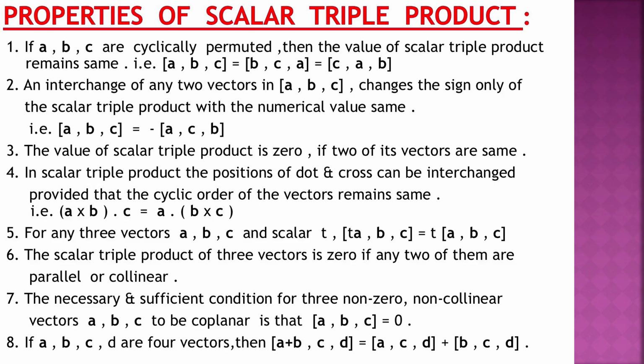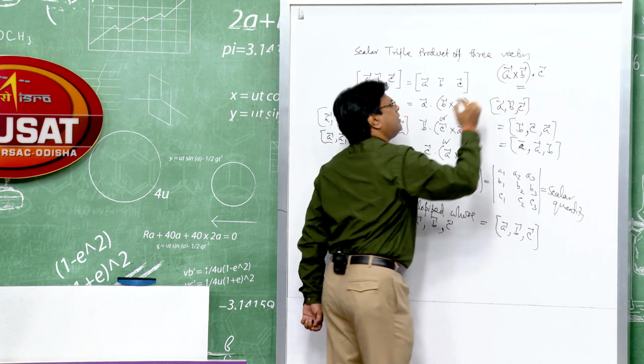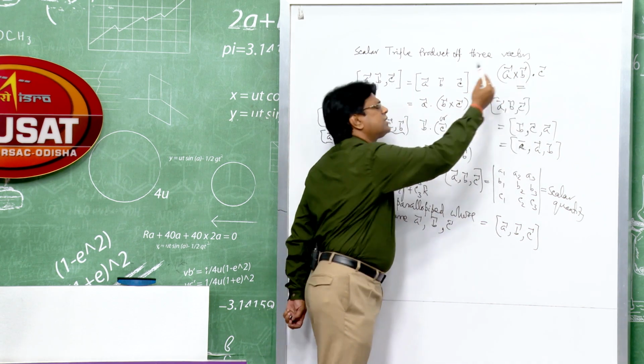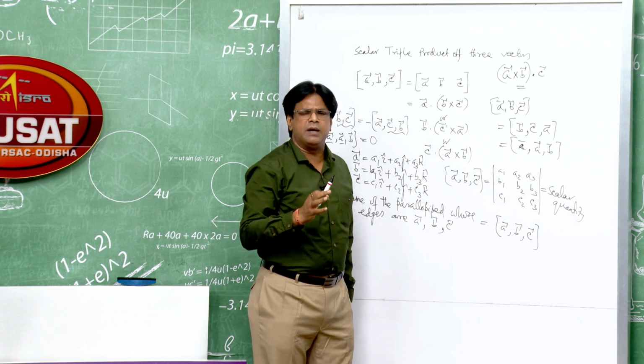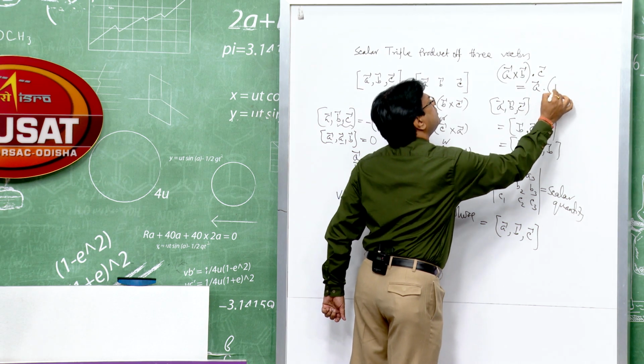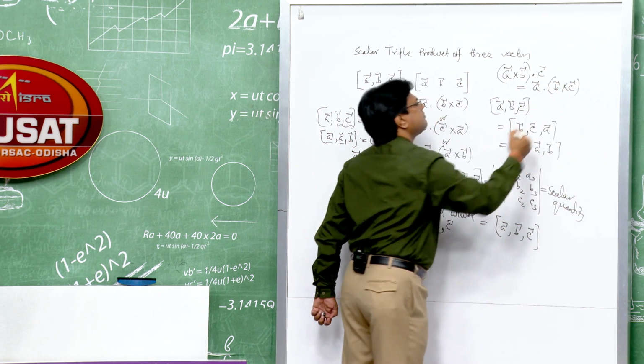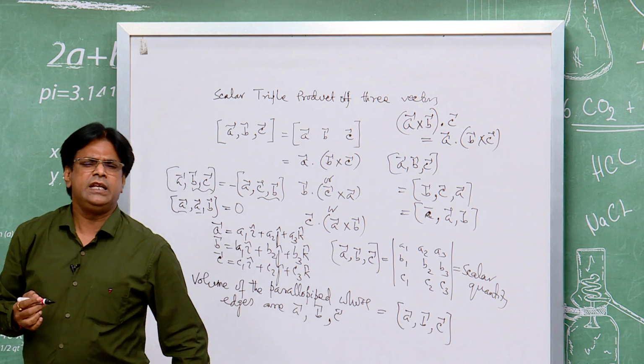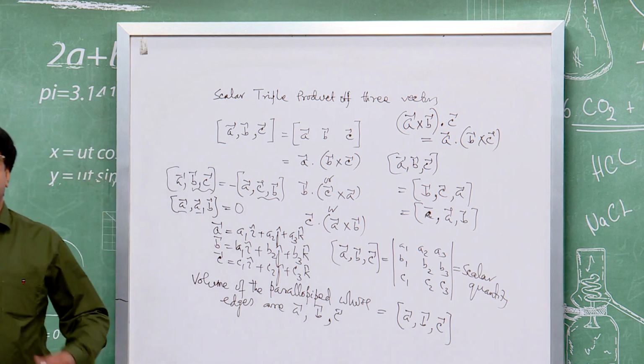Another property: the value of the scalar triple product is unchanged if the positions of dot and cross are interchanged, provided that the cyclic order of the vectors remains the same. Suppose you are given A cross B dot C. The value remains unchanged when we interchange this, but the cyclic order should be maintained. That means A dot B cross C, for any 3 vectors A, B, C.